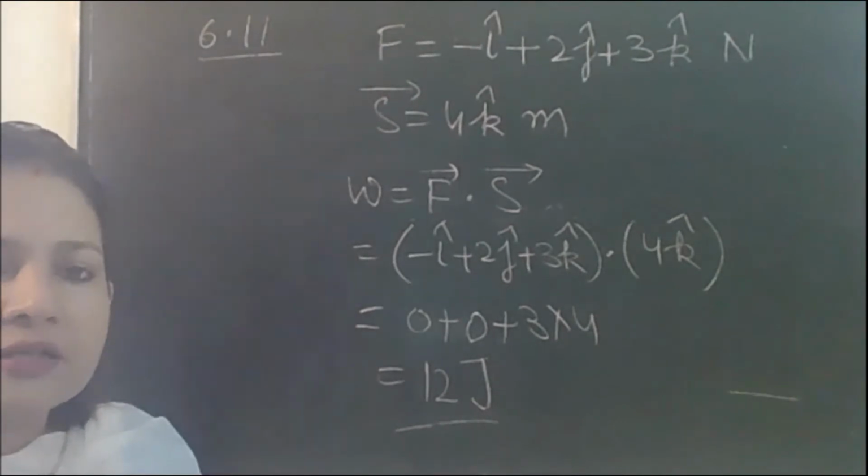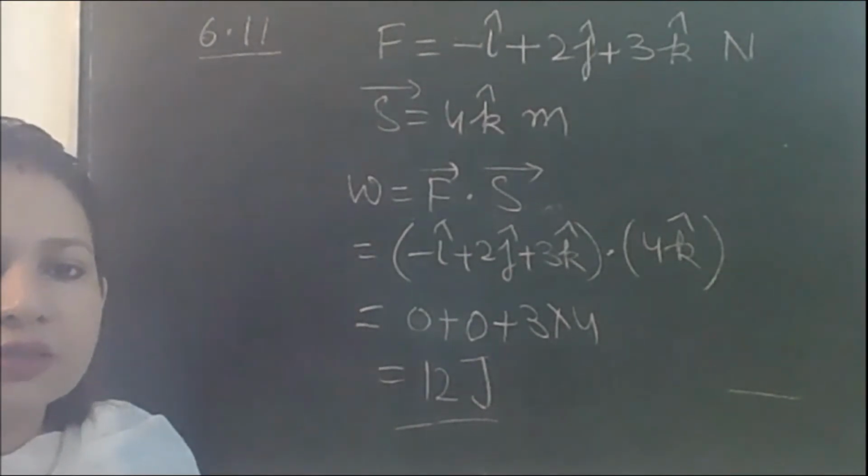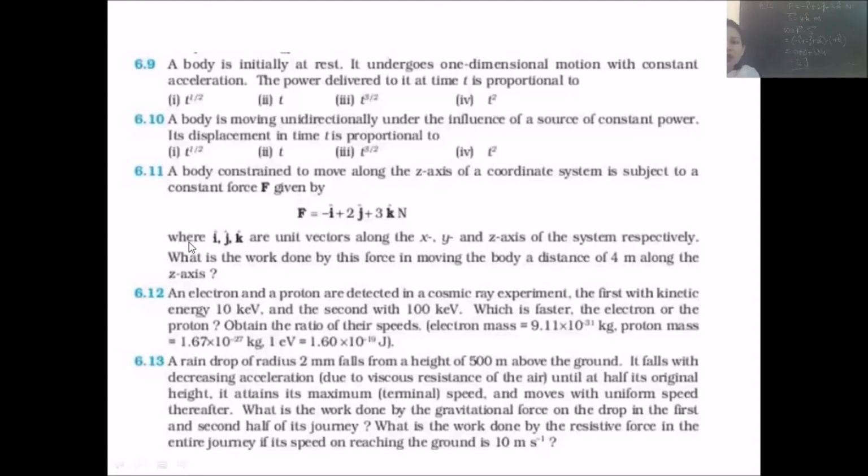Okay. Let us see next question after 6.11. We have question number 12. An electron and a proton are detected in a cosmic ray experiment. The first with kinetic energy 10 kilo electron volt and the second with 100 kilo electron volt. Which is faster, the electron or the proton?